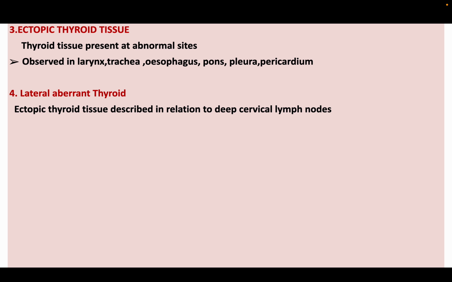Ectopic thyroid tissue is thyroid tissue present at abnormal sites, observed in the larynx, trachea, esophagus, pons, pleura and pericardium. So these are the ectopic sites where the thyroid tissue can persist or do its function. Then lateral aberrant thyroid, which is ectopic thyroid tissue described in relation to the deep cervical lymph nodes.